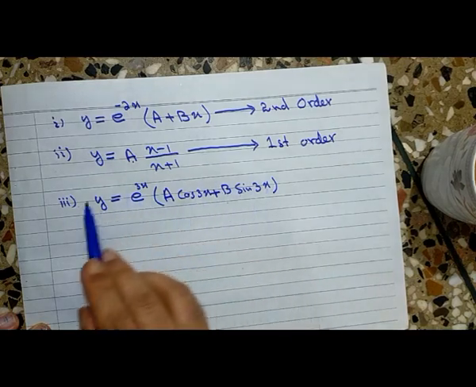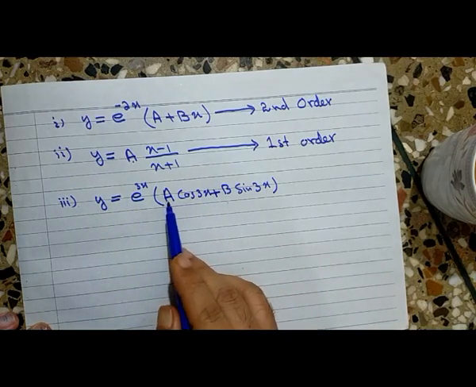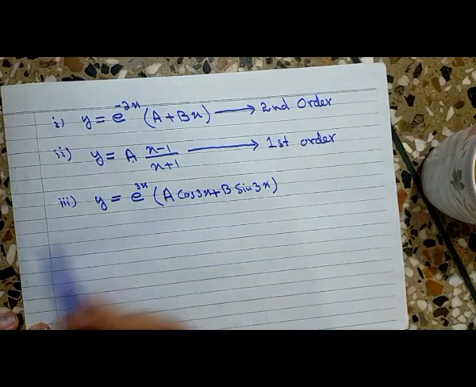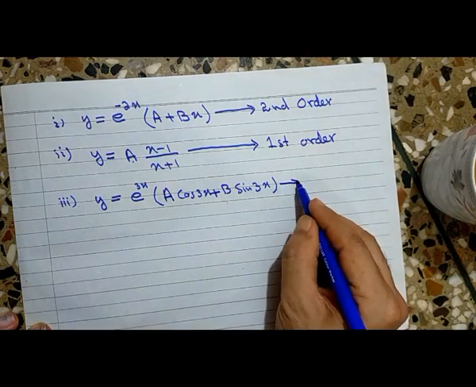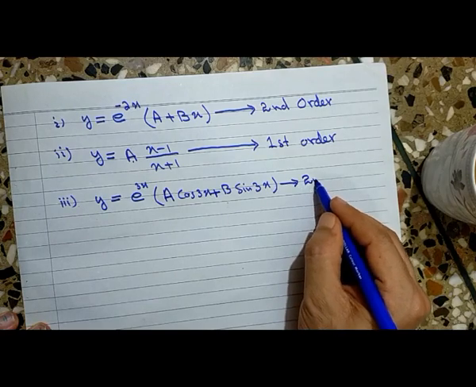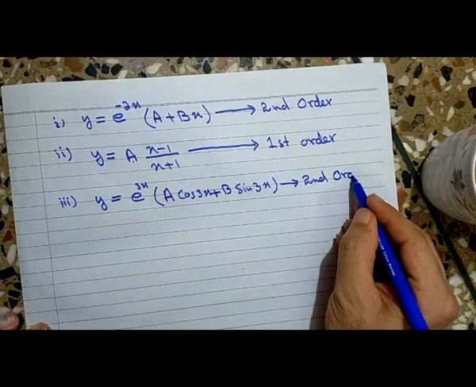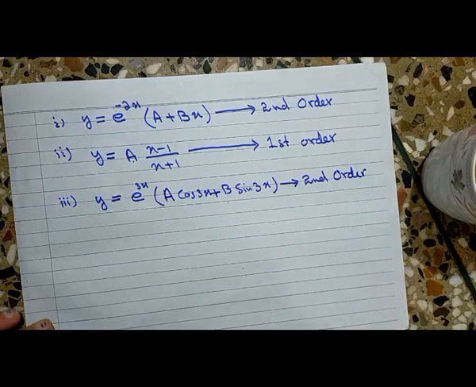And what about this one? Yes, here we can see two arbitrary constants, right? So the resulting differential equation would be of order 2, yes, a second order differential equation.